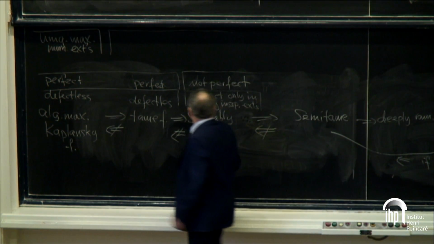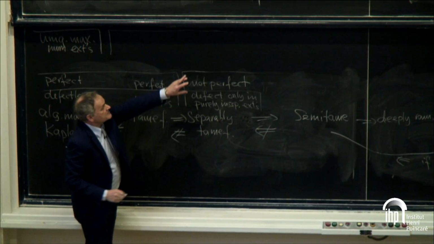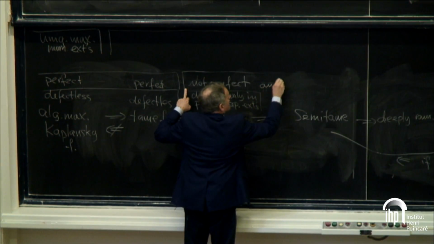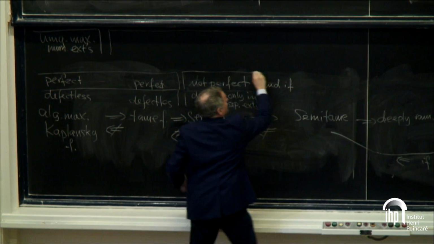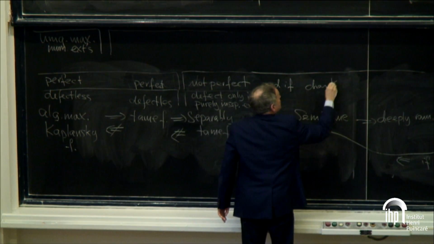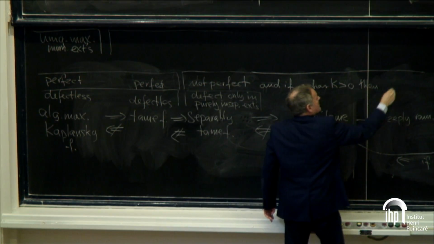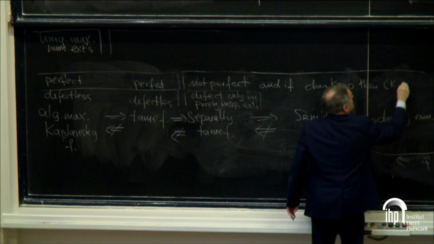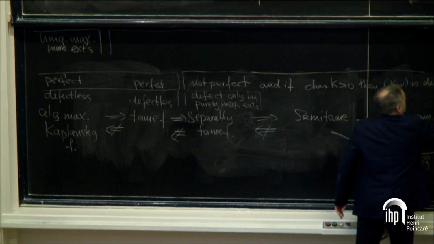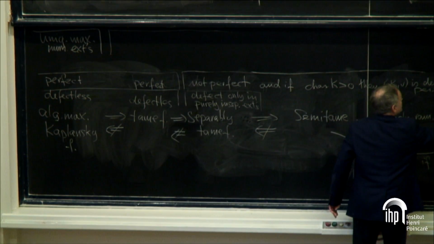Okay. Now, an interesting observation by this condition here: if the characteristic is positive, then (K,v) is dense in its perfect hull. So all of them have this in common.